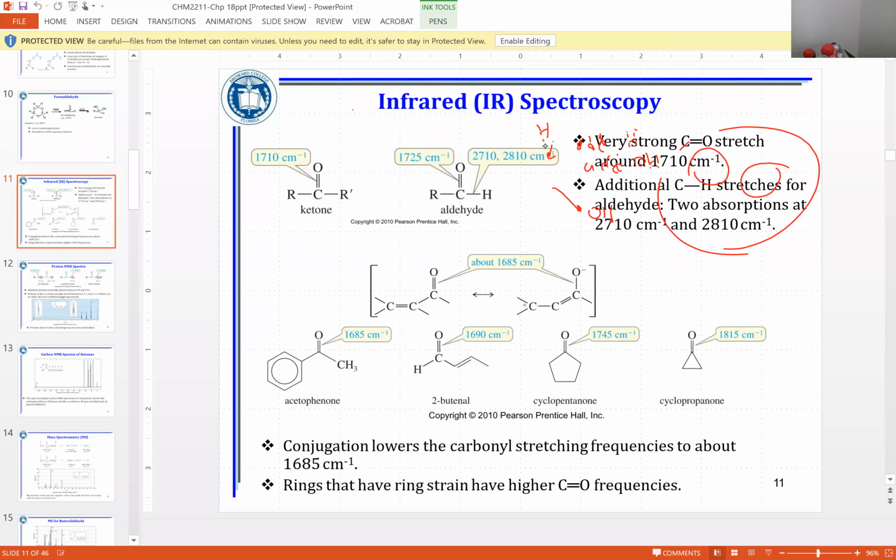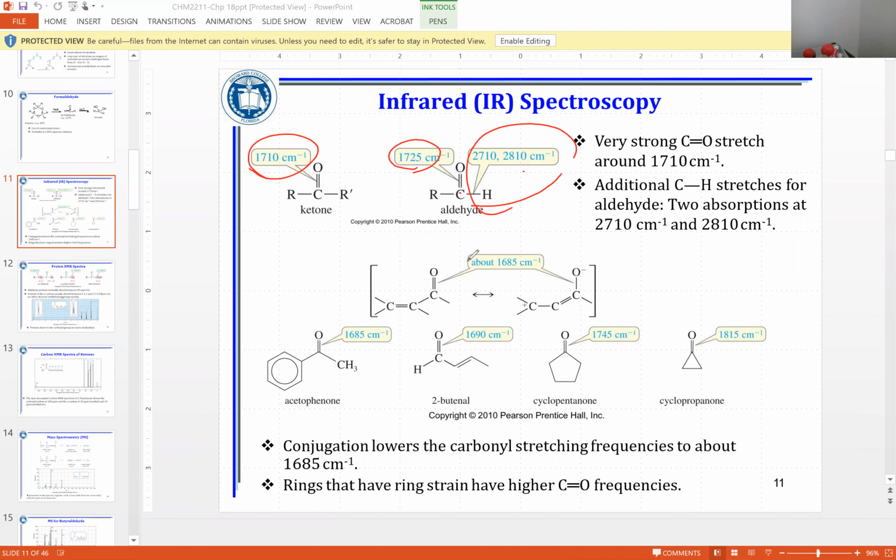Spectroscopy of aldehydes and ketones. You already know these spectroscopies. It's the CO double bond, the major functional group for both of them. It shows a band at 1710 for ketone, between 1710 and 1725 for aldehyde. But for aldehyde, you must also have a set of 2700 and 2800 peaks.